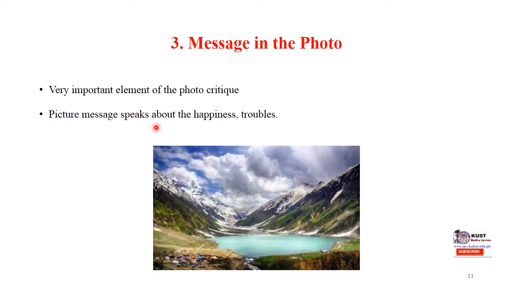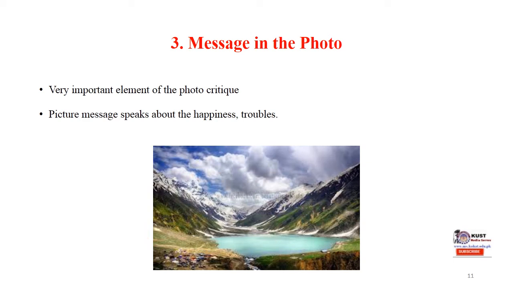And the message, basically the picture message, speaks about happiness, it speaks about troubles, it speaks about the good image of something. Like in this very picture, we are speaking about the good image of Khyber Pakhtunkhwa, Pakistan, because this is a Jal Saif al-Muluk picture, and we are saying that Pakistan is full of natural beauties, and we are telling the world that Pakistan is a peaceful country, and they should visit the natural beauties which exist in Pakistan.